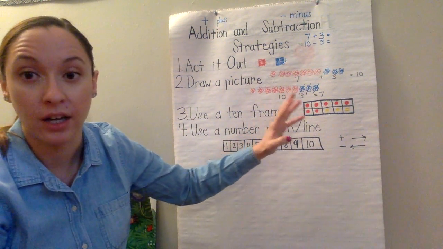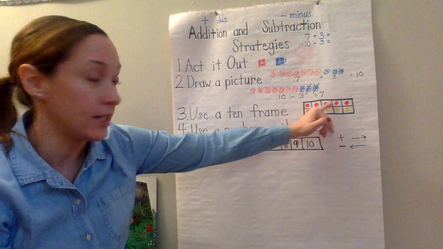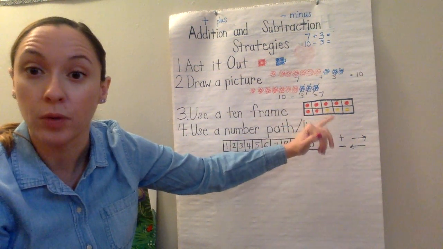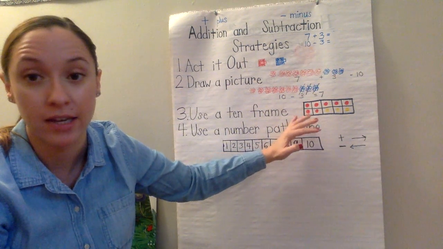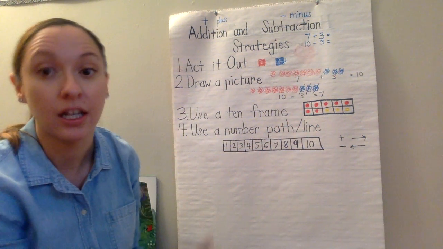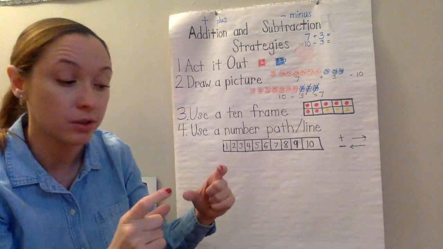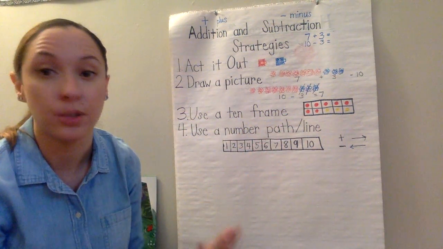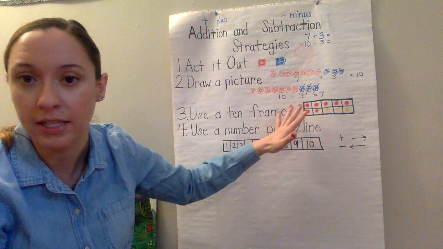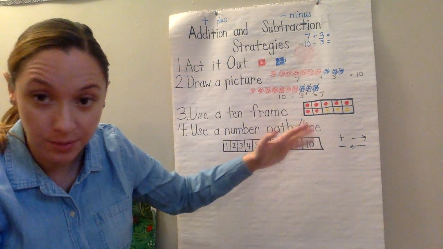Okay, the next thing you can use is a 10 frame. So in math, we do a lot of things by tens, and a 10 frame is a really great visual way to see 10 and see the different number combinations to make 10. If we were doing this in class, we would have an actual physical 10 frame we could touch, and we would have red and yellow counters. Again, it's okay if you don't have that at home.